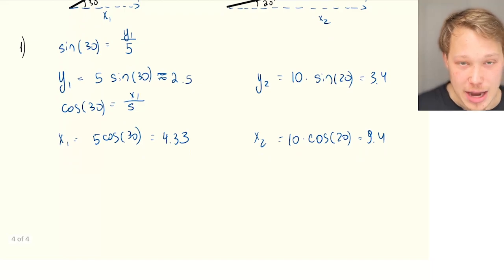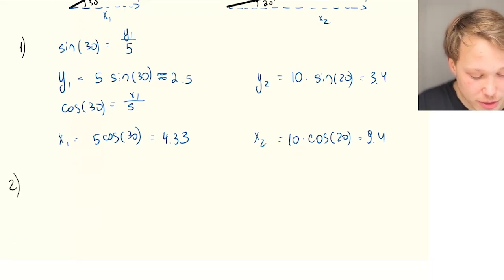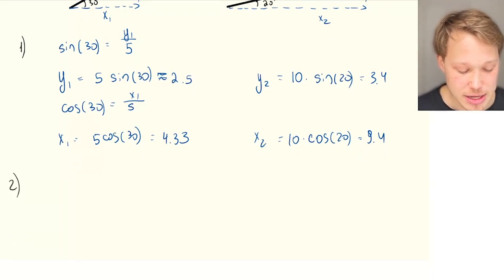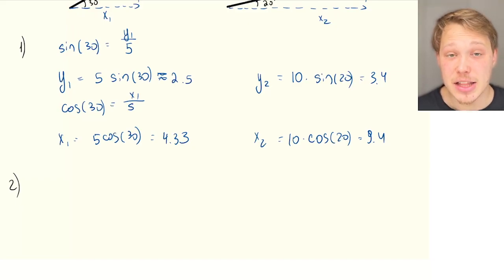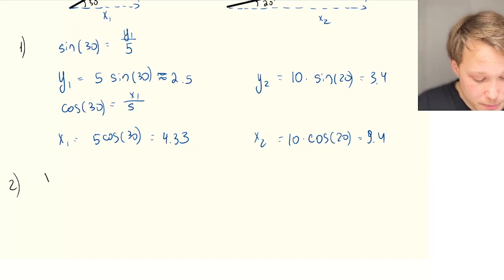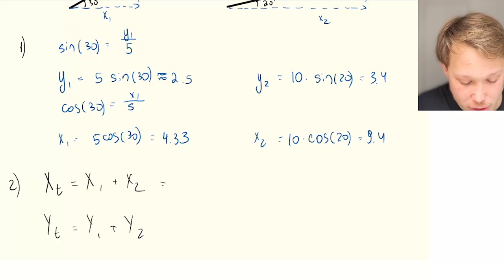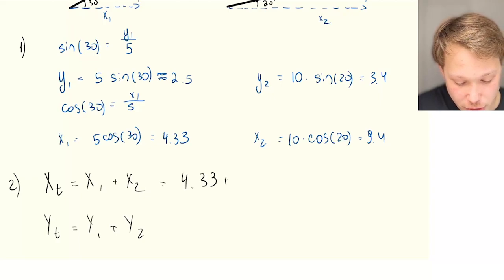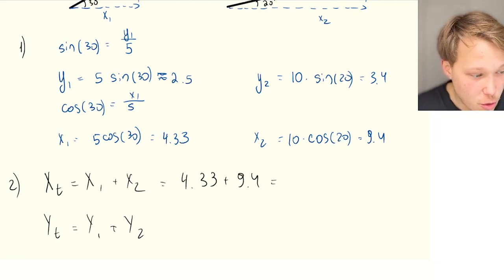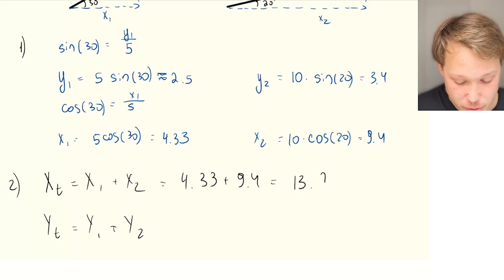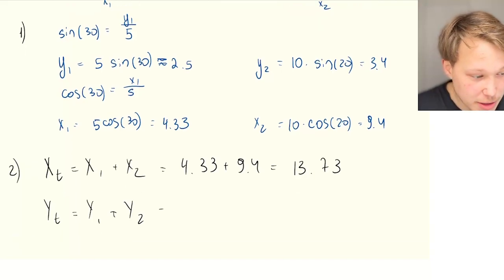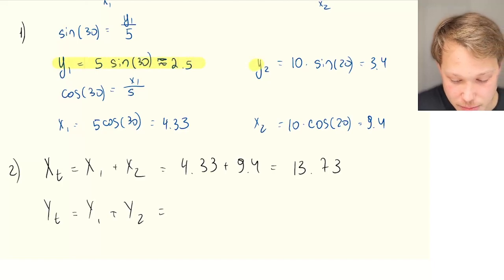Okay, so now the third step, or in this case, I guess we didn't have to add the signs, is to find the total x and the total y components. So the total x component will be 4.33 plus 9.4, which will be 13.73. What about the total y component? It's going to be 2.5 plus 3.4.